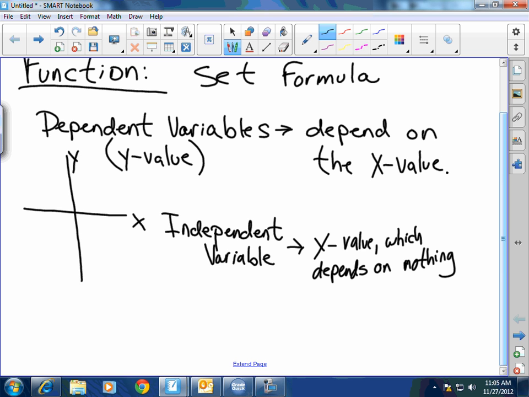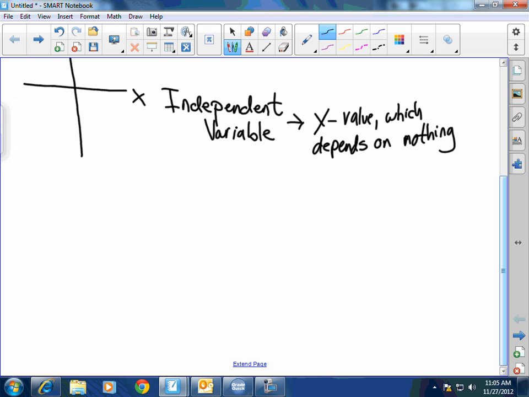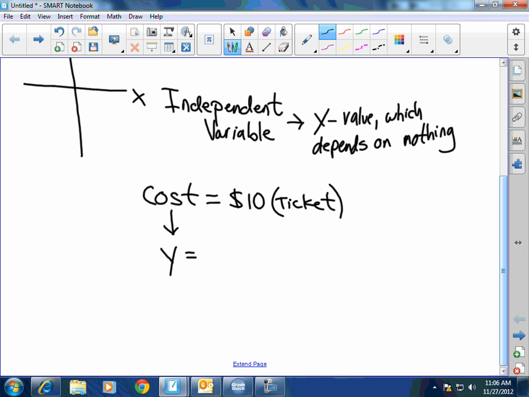Now, a good example of a function, just so you can understand this concept, it's kind of like when you go to the movie theater, okay? Movie theater nowadays is 10 bucks a ticket, right? So the formula, okay, the cost of going to the movies equals $10 times every ticket. So doesn't the total cost depend on the total number of tickets that you purchased? Guys? Does the cost depend on the total number of tickets you purchased? Okay. Does the total number of tickets depend on the cost? No. So my cost, which is dependent, is y equals $10 times x, where x is the independent.